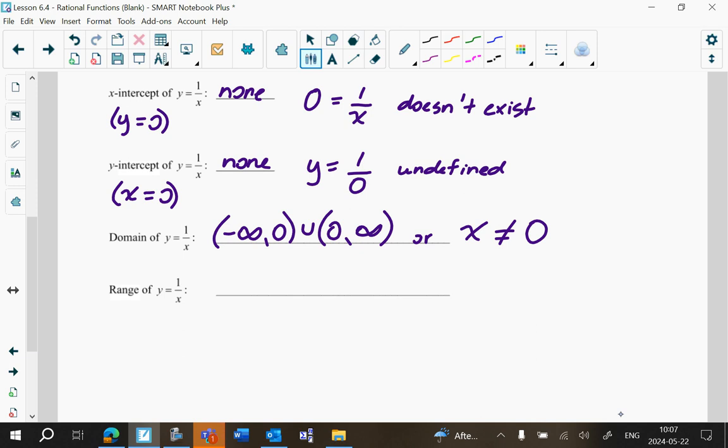So for the range, it goes down forever, comes up to 0, skips over, and goes up forever. So y can be everything but 0. So how do I write that? Let's not do this. I would completely avoid the interval notation for this one.